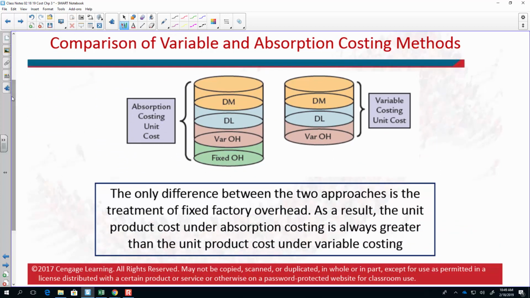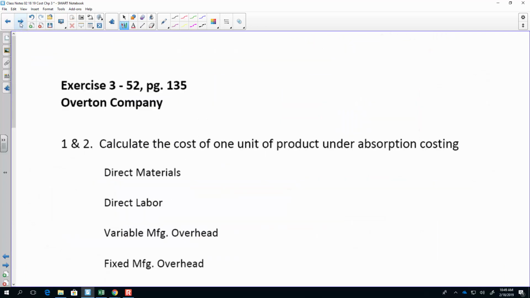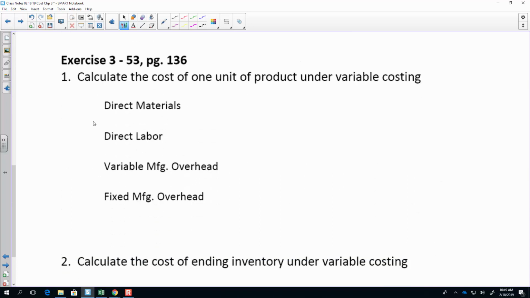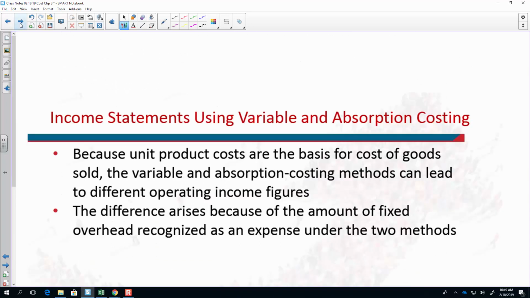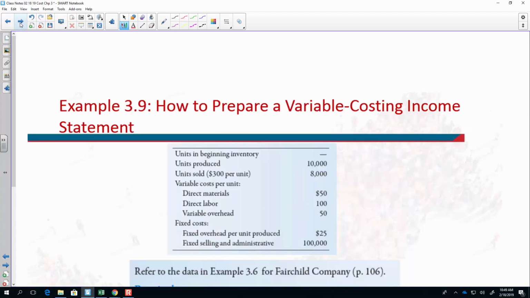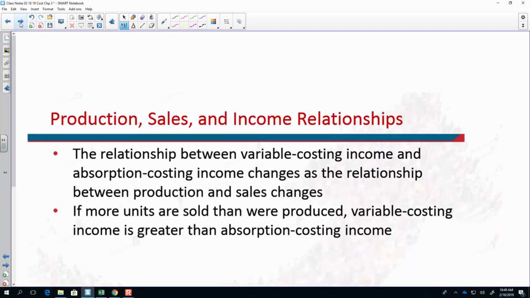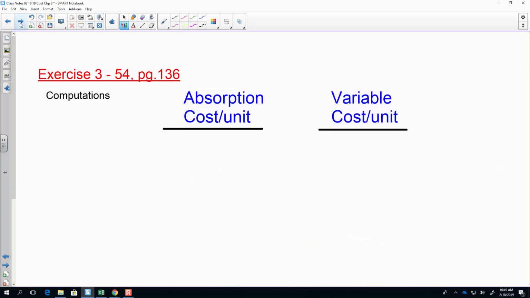Isn't this a nice picture, visually cool? 4 parts, 3 parts. Let's try problem 52. No. Sorry, guys. I want to do the statement. 52 is too easy. We might come back to that on Wednesday if we have time. 54. Let's do 54, because we can practice this absorption variable cost per unit here.